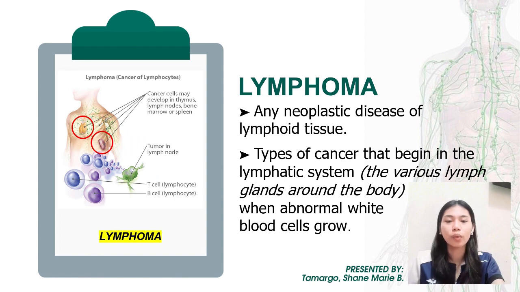Second is lymphoma. What is lymphoma? Lymphomas refer to types of cancers that begin in the lymphatic system, the various lymph glands around the body, when abnormal white blood cells grow. Lymphomas are the 6th most common form of cancer overall, excluding non-melanoma skin cancer.